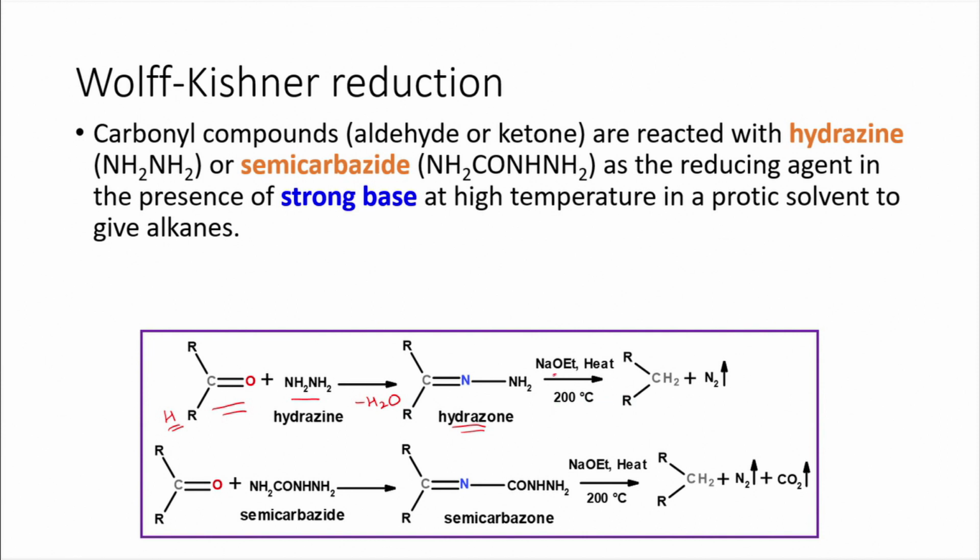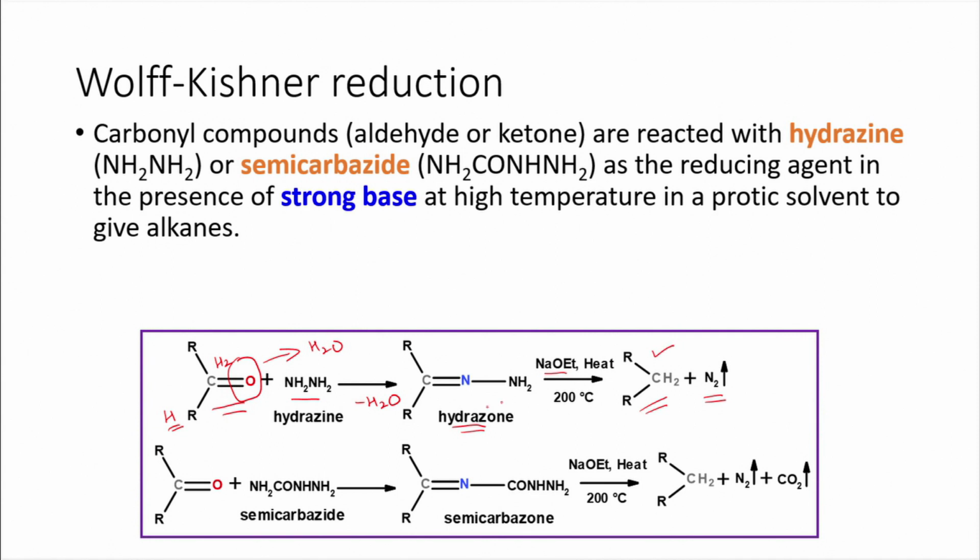And this hydrazone, when treated with a base, that is sodium ethoxide, and heating at 200 degrees centigrade, leads to an alkane and loss of nitrogen gas. So, in other words, what is happening here is this particular oxygen is completely removed as a water molecule, and we end up with a hydrogen atom which is added here. So, that means R-CH2-R. So, this is the final product that we are obtaining.